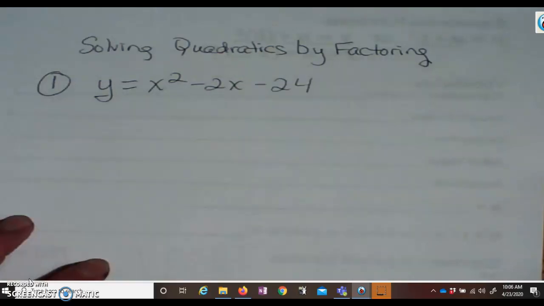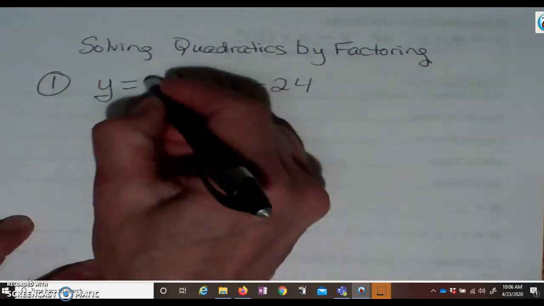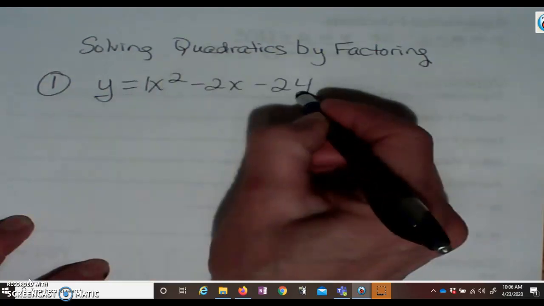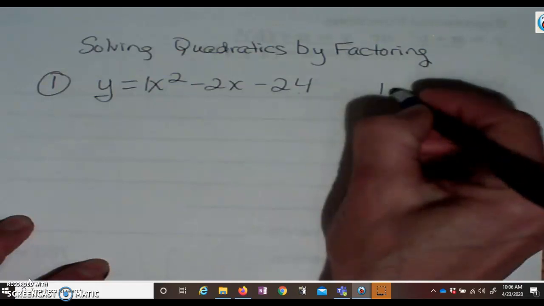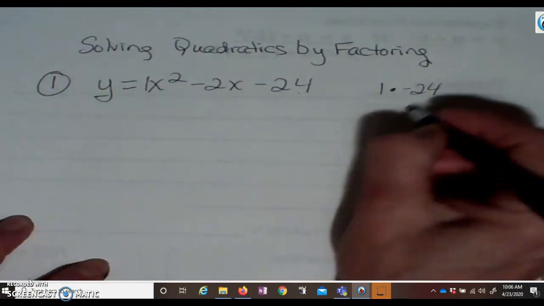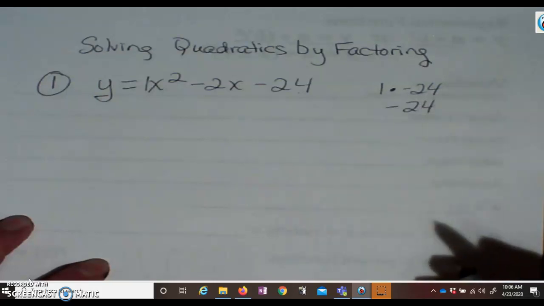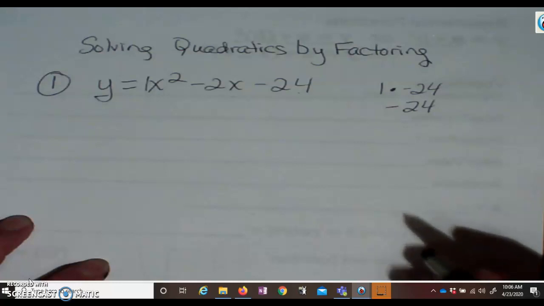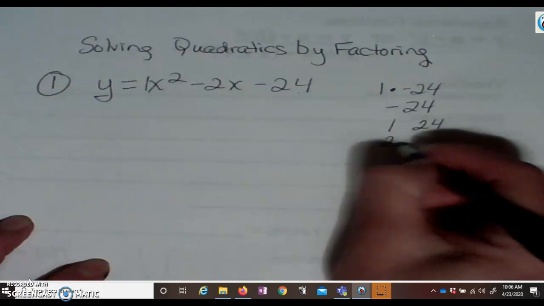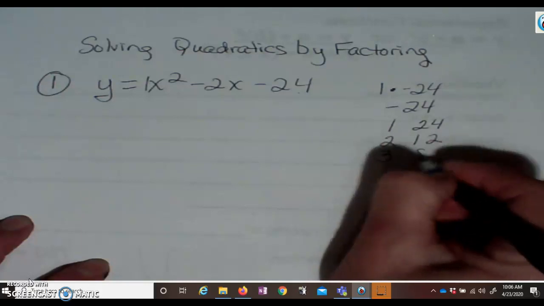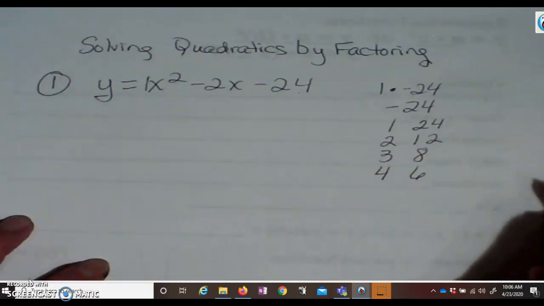Okay, if I'm gonna factor this trinomial here, then I'm gonna first multiply the first times the last. So we've got 1 times negative 24 gives you negative 24. Okay, then I'm going to get the factors of negative 24. So that's 1 and 24, 2 and 12, 3 and 8, 4 and 6, and that's it.